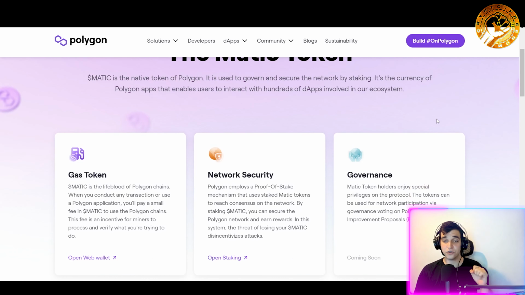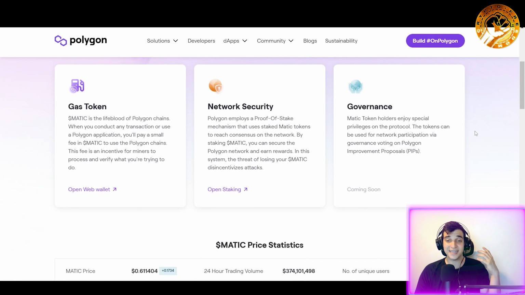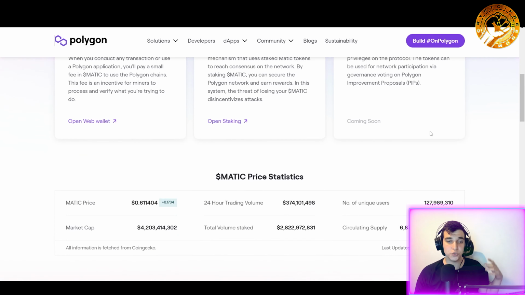Now, about the governance. So Matic token holders actually enjoy special privilege on the protocol, and the token can be used for network participation via governance voting on Polygon improvement proposals, meaning that you are part of a community and you have a say and you have a part, meaning that it's not that there is just one person that controls everything, but it's part of a community. And when you have part of this, and not just you, but think about it in a broader perspective, that there are multiple people that know that they can have a say and they can actually vote and take part in different decisions of projects.